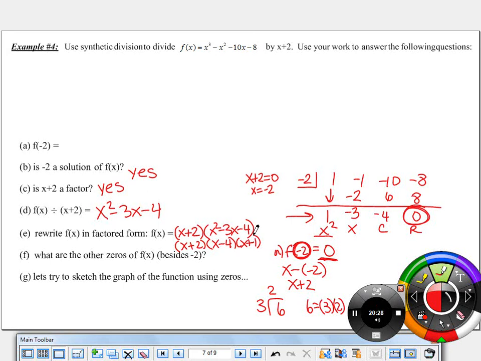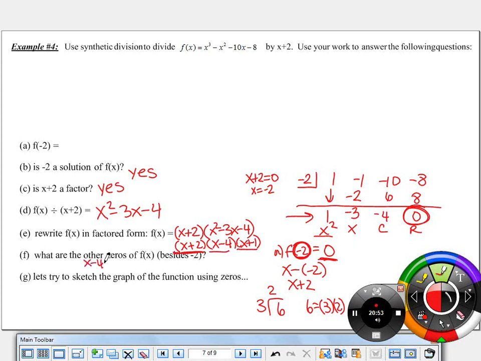So now we find yet another use for this synthetic division. If we see that something is a factor or divides in evenly or has a remainder of 0, it can help us factor a polynomial of higher degree. Okay? Then it says, what are the other zeros besides negative 2? So we already set this factor in and knew that negative 2 was a 0. But each of these other factors would create a 0 too.